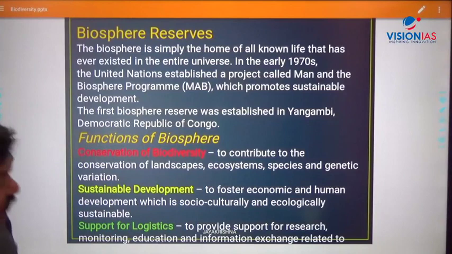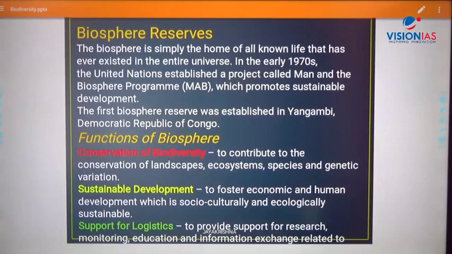Biosphere reserve. What is a biosphere reserve? Come on, let us see this one. A biosphere reserve is simply the home of all known life that has ever existed in the entire universe. In the early 70s, the United Nations established a project called Man and the Biosphere Program, popularly called MAB, which promotes sustainable development. The first and foremost biosphere reserve, this is again very important. We were talking about the first national park, right? The first national park is the Yellowstone National Park of America.